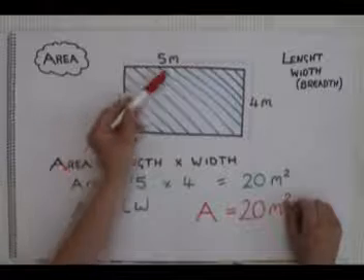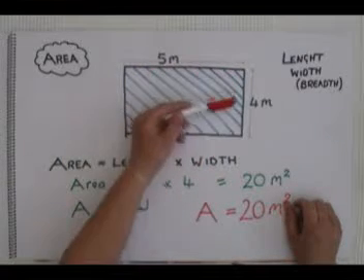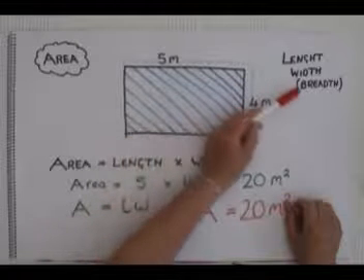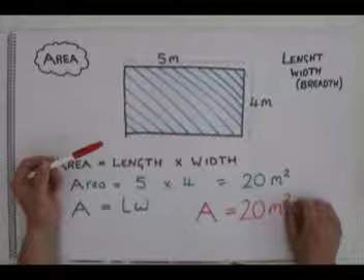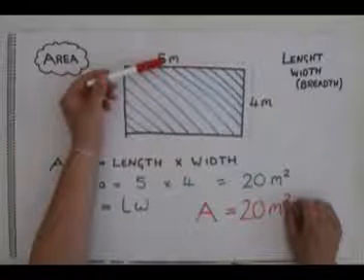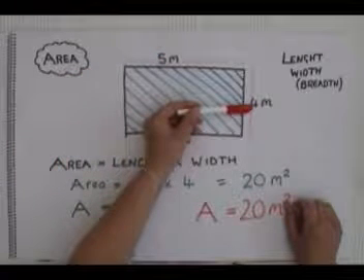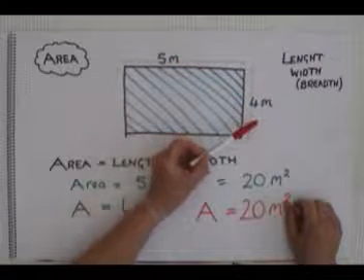The area of any rectangle is calculated by multiplying the length by the width. Width is sometimes referred to as breadth. When calculating the area, you must have all of your measurements written in the same units of measurement. In this example, we show our measurements in metres.